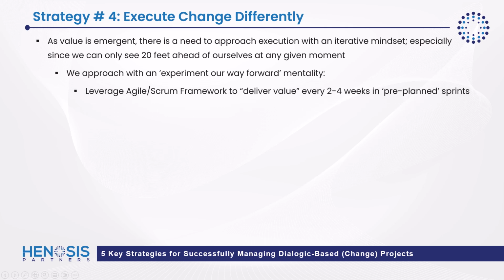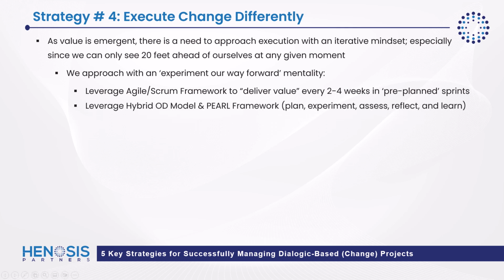And to do this, we can leverage the Agile Scrum framework to deliver value every 2 to 4 weeks in pre-planned sprints. Additionally, we can leverage the hybrid OD model and the Pearl framework to help deliver such value.